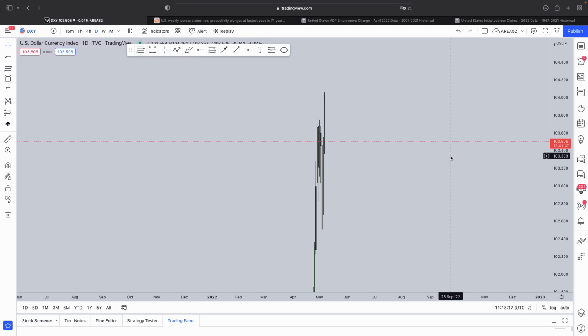Now today we're going to look at what we can expect for the NFP using what's known as a regression analysis. Regression analysis is basically using historical data to make a future decision or a future outcome.